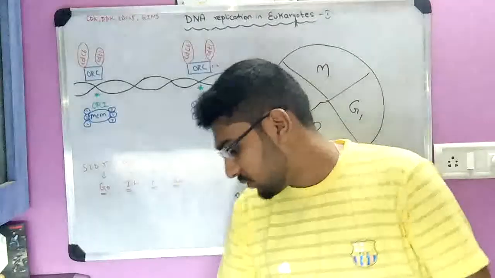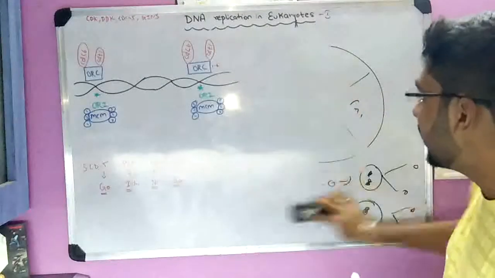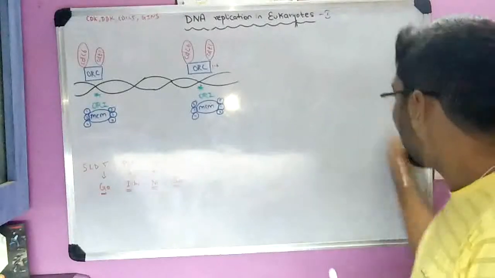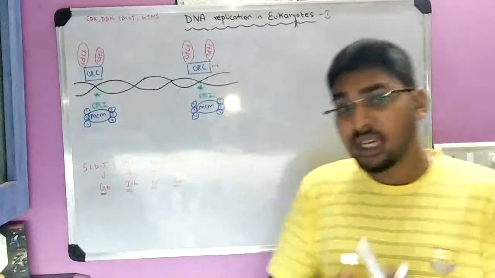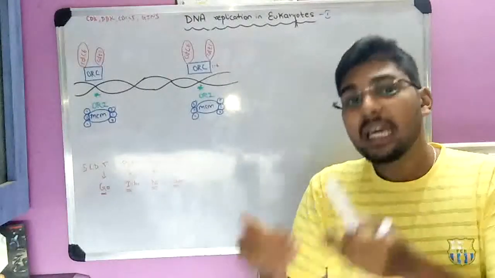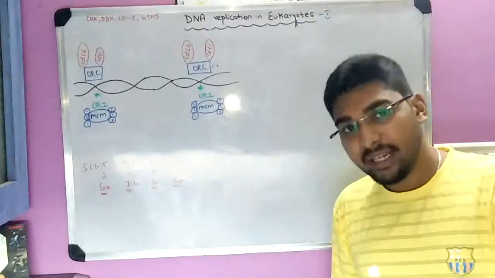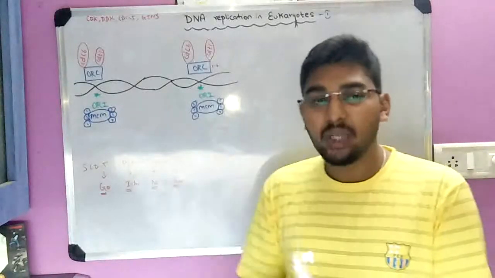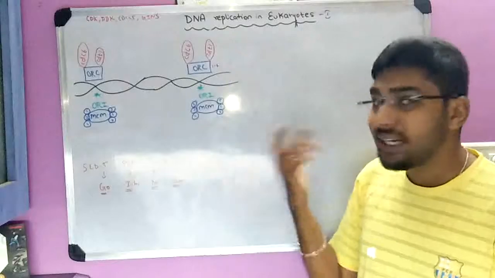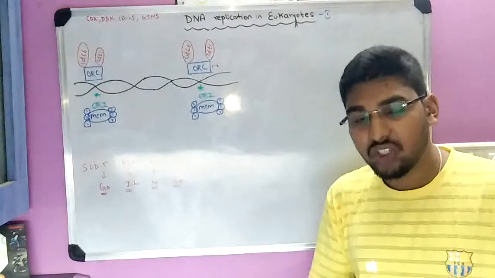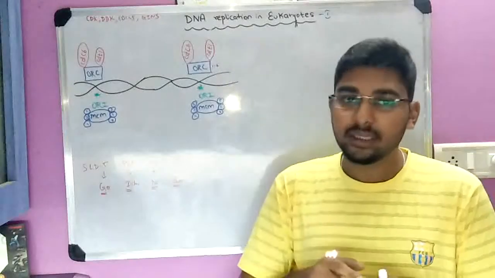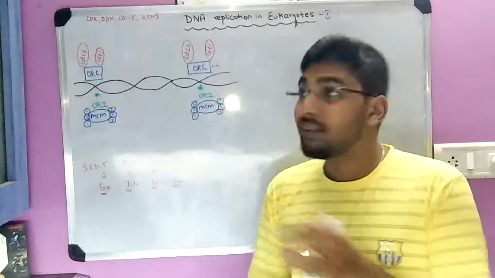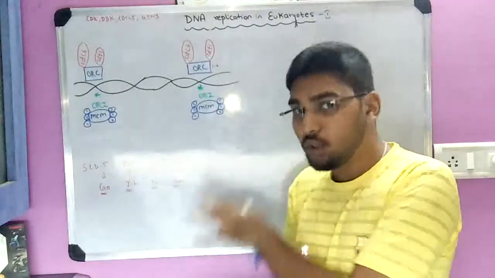What is that initiation process? As I mentioned earlier, DNA replication can be divided into 3 major phases: initiation, elongation and termination. In this video, we are going to study only the initiation. Four major things happen under initiation. I'm dealing only with eukaryotes.